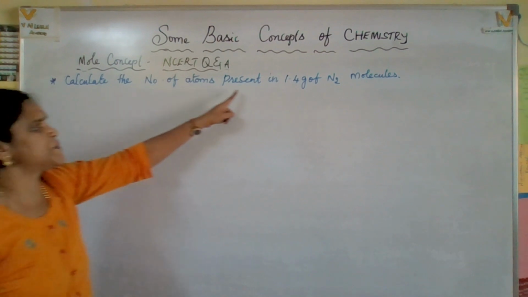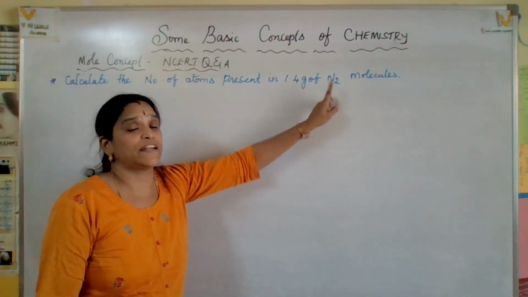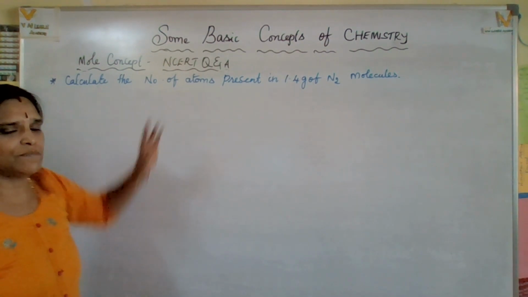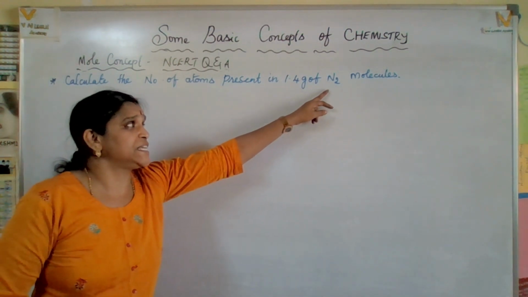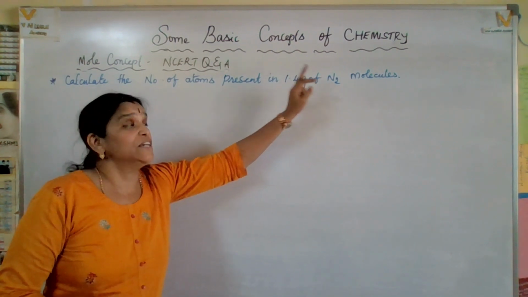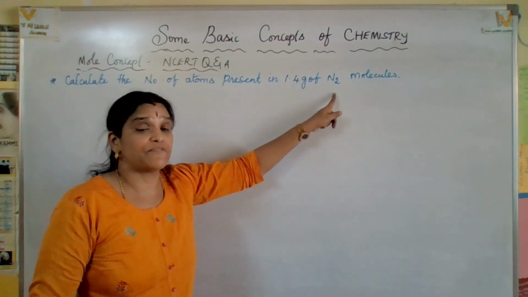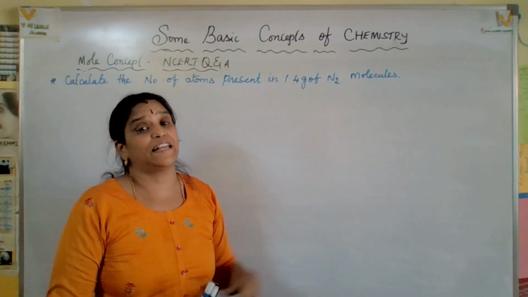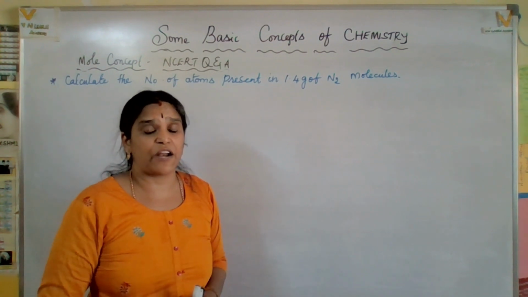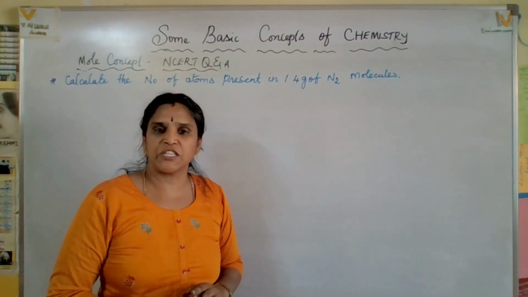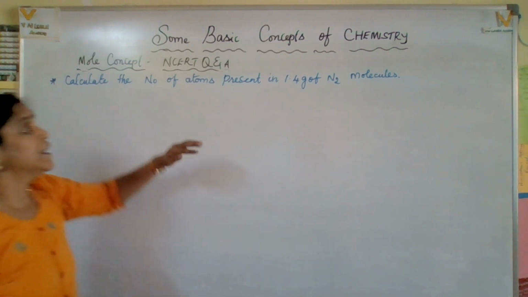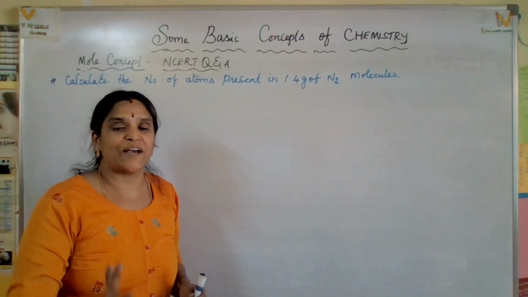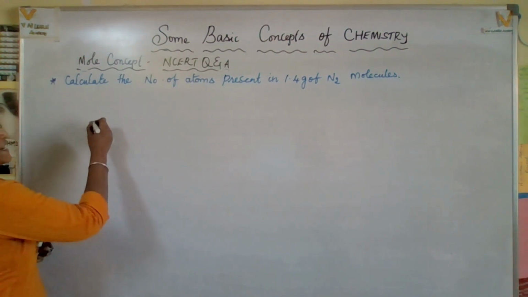Calculate the number of atoms present in 1.4 gram of nitrogen molecule. It's very simple. See here, number of atoms they asked. So number of atoms means here, number of atoms is 2. Okay, so here what is the molecular mass of nitrogen? It is 28. 28 grams of nitrogen molecules contains number of atoms into Avogadro number. So 2 into 6.023 into 10 to the power of 23. Therefore, 1.4 gram of nitrogen, you have to calculate it. That's all. Yes, let us identify.